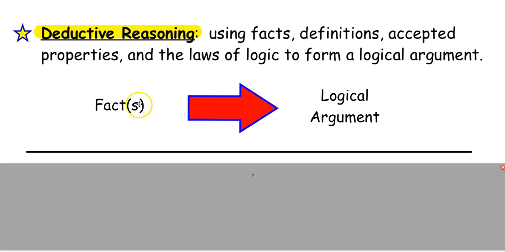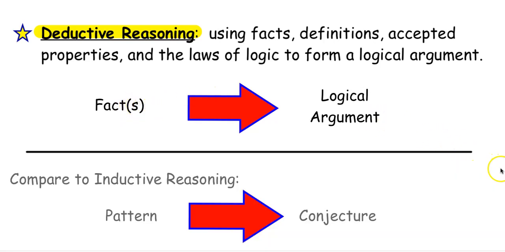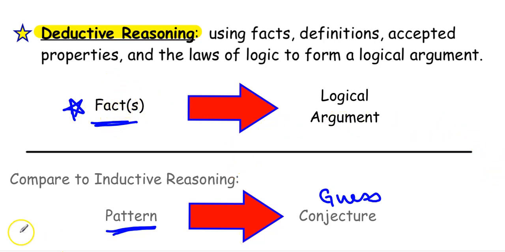The big difference between deductive reasoning and inductive reasoning is that with deductive reasoning, we are basing our thoughts on facts, as opposed to inductive reasoning, where we were just making assumptions, making a guess based on patterns we see. Deductive reasoning is based on actual facts. So we're not just thinking what might happen, we're going to know what's going to happen because it's very factual.